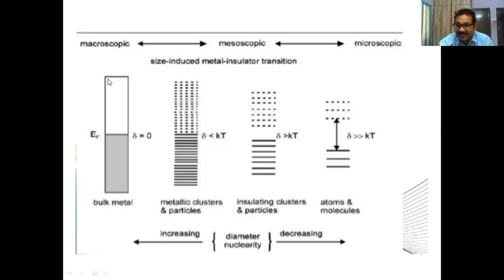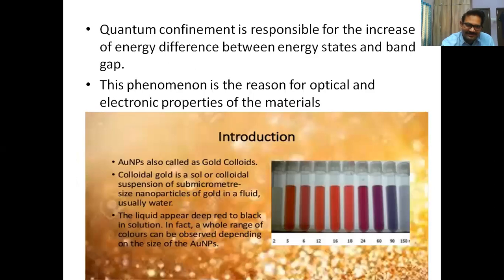Metallic conductivity will decrease. Semiconducting or insulator conductivity will normally increase from bulk to nano. So electronic properties will change due to this. Not only electronic properties: the quantum confinement effects are responsible for the increase in energy difference between energy states and the band gap. So this phenomenon is the reason for the optical and electronic properties of the metals.